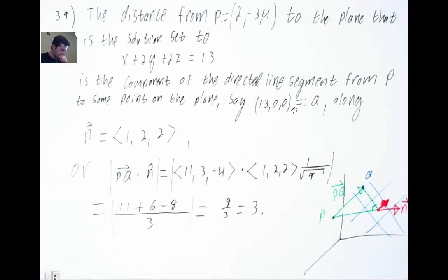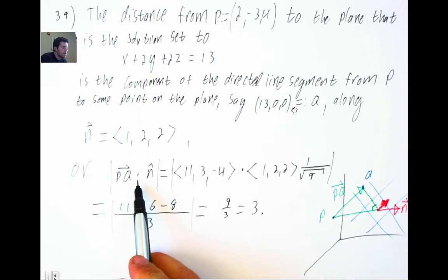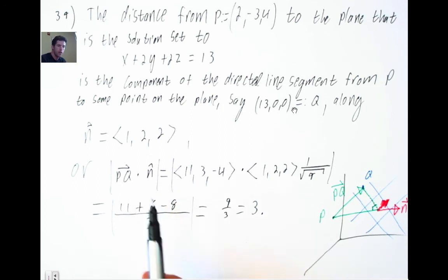And when you are looking for the distance from a point P to a line, you simply replace this dot product with the cross product and this n hat here with a vector that describes the direction of the line. That might provide some economy of thought.